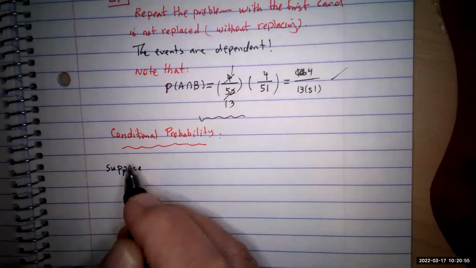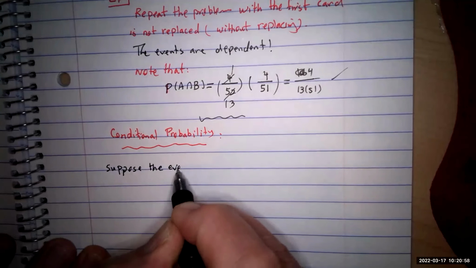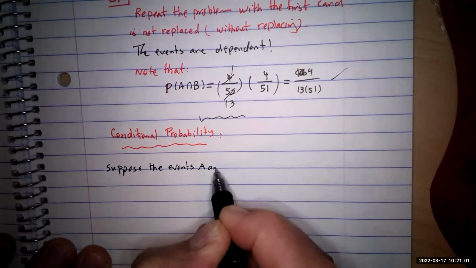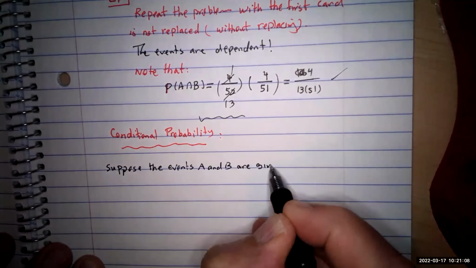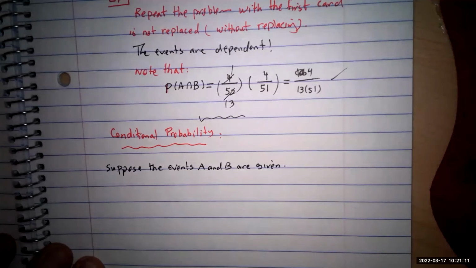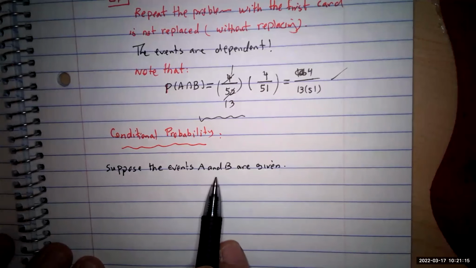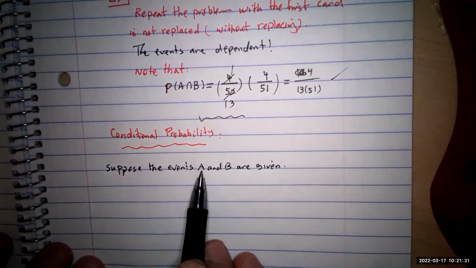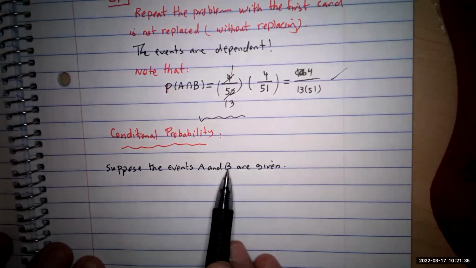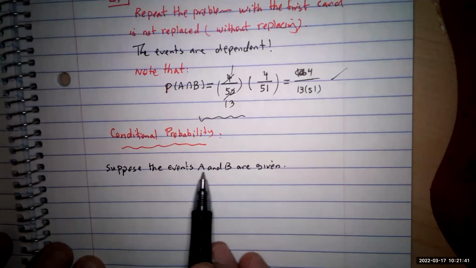Suppose we have 2 events, the events A and B, all of them are given. Now, the conditional probability of one of them, you see, the conditional probability of B is going to be the probability that B will occur under the assumption that something else is already occurring, and that something else is A. So the conditional probability of B is the probability that you are going to get B, given that A has already happened.